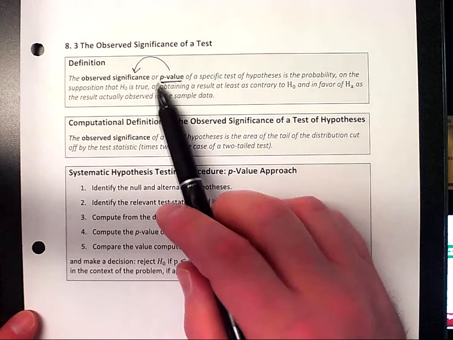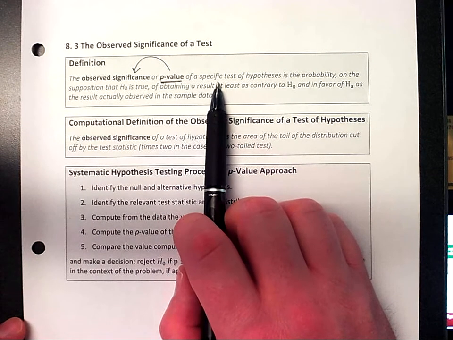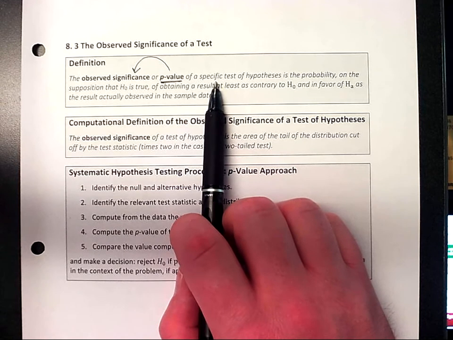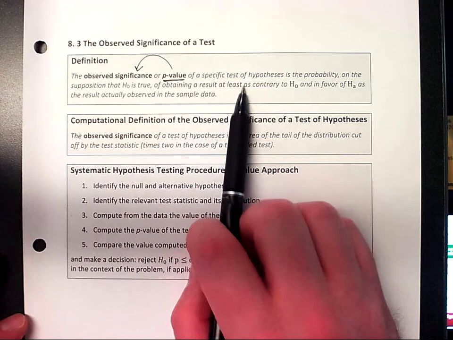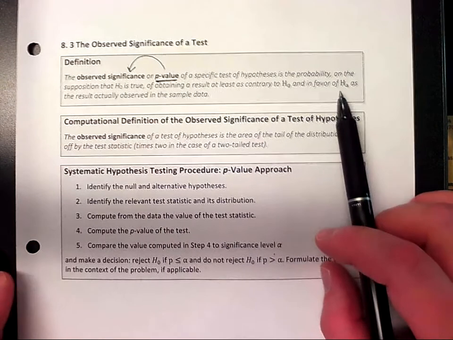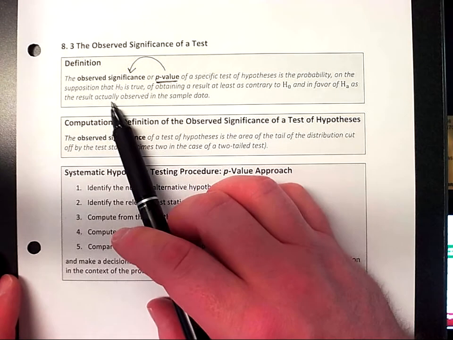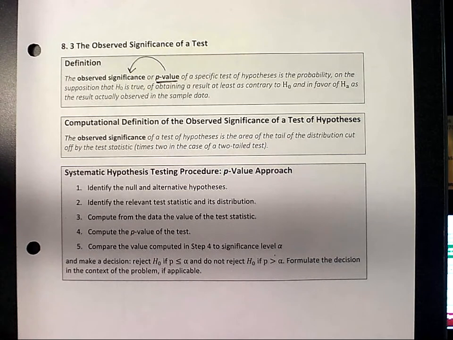They're the same thing. Technically speaking, the observed significance of a test of hypotheses is the probability, on the supposition that H naught is true, of obtaining a result at least as contrary to the null hypothesis and in favor of the alternative hypothesis as a result actually observed in the sample data. The red needs to be bigger than the black, y'all. You guys good? That's all that this is saying.